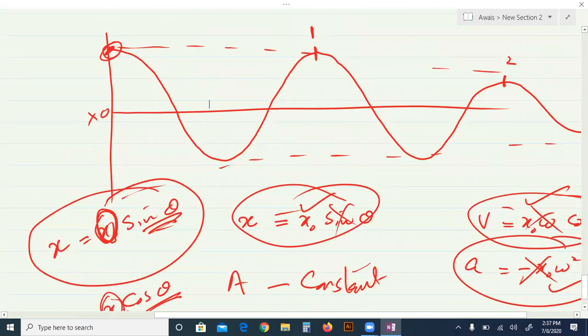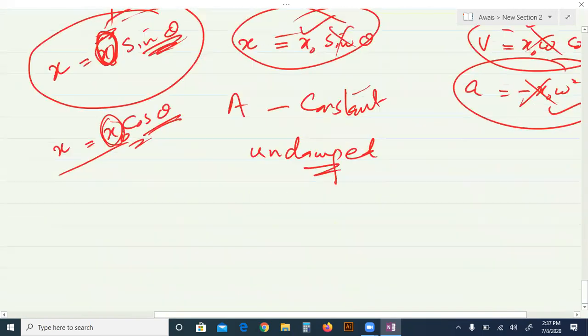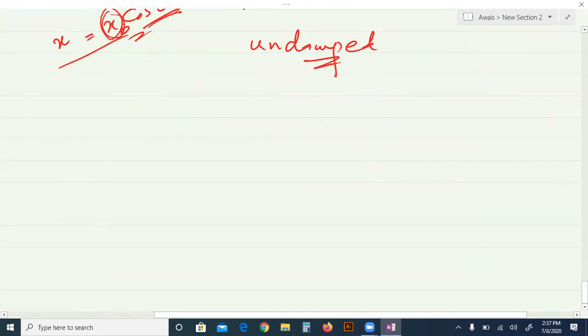So the sine graph or sine equation cannot be applied due to two reasons. One, the amplitude is not constant. Number two, the motion is started from the extreme position, not from the mean position. This is the first type of damping, which is the light damping.